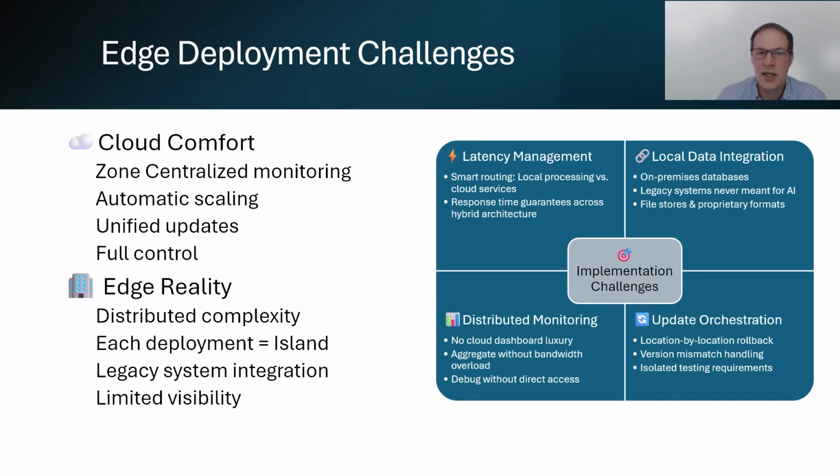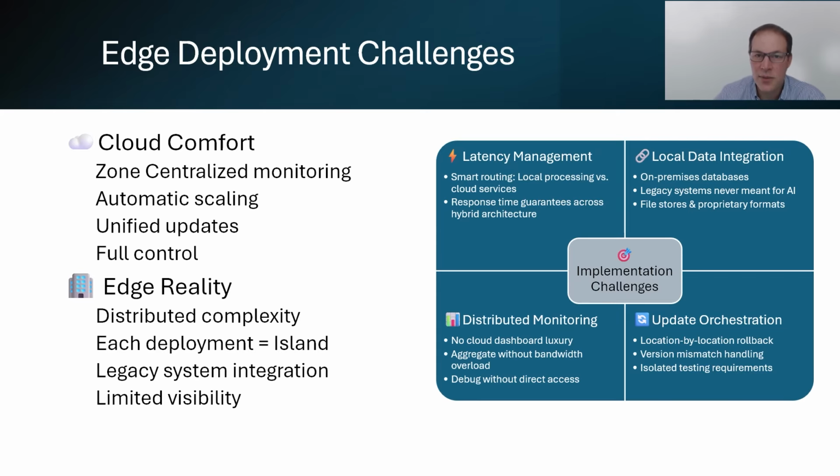The first challenge is latency and routing. Your agent must decide what gets processed locally and what has to go to the cloud. This routing logic has to be sophisticated enough to maintain response times and also smart enough to know its own limits. Users don't care where processing happens, they care that it's fast. Local data integration is also a nightmare. Your agent must connect to on-premise databases, legacy systems, and local file stores. None were designed for AI. Unlike the cloud, where you control everything, local means working with whatever situation already exists.